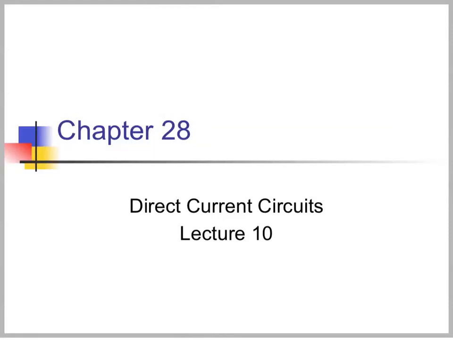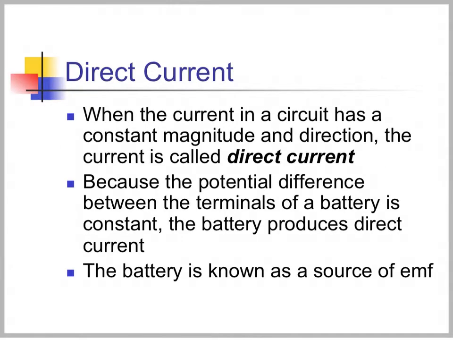This is Physics 2120, Lecture 10. Today we're going to talk about direct current circuits. So when the current in a circuit has a constant magnitude and direction, the current is called a direct current. Because the potential difference between the terminals of a battery is constant, the battery produces direct current.